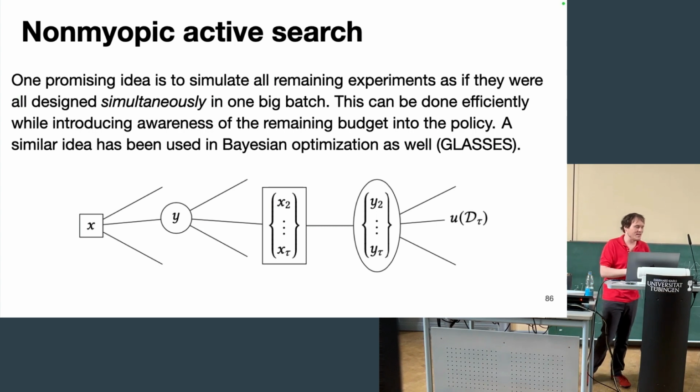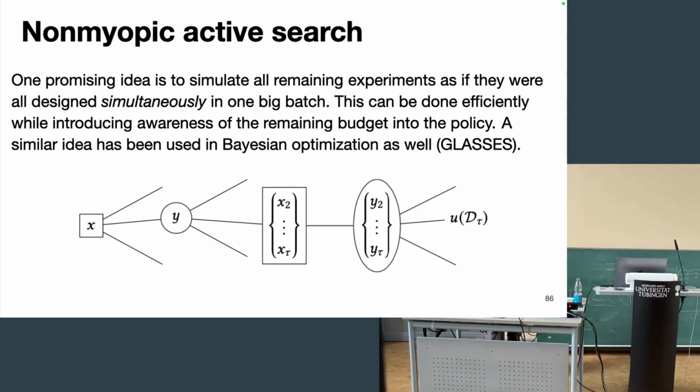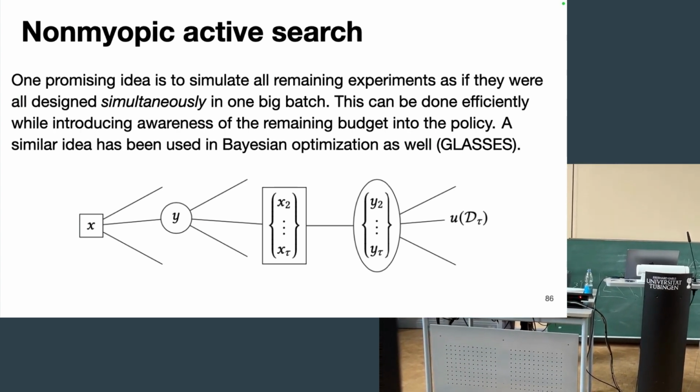So there's an idea that we came up with here to find an efficient but non-myopic policy for active search. The idea is that we're going to, again, enumerate this decision tree. But then after this proposed next experiment is resolved, we're going to simulate that we design all of the remaining experiments in our budget simultaneously in one big batch, and then observe all of their outcomes simultaneously in one big batch. In particular for active search, because we have these binary rewards and this linear utility function, this computation is very efficient.